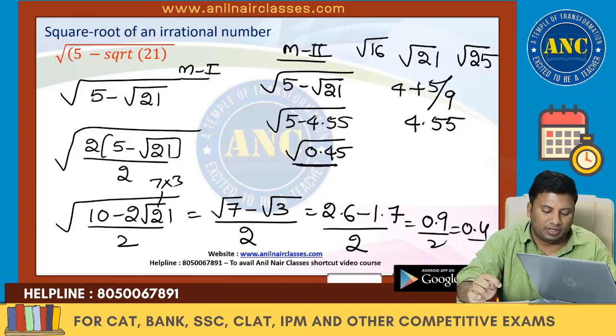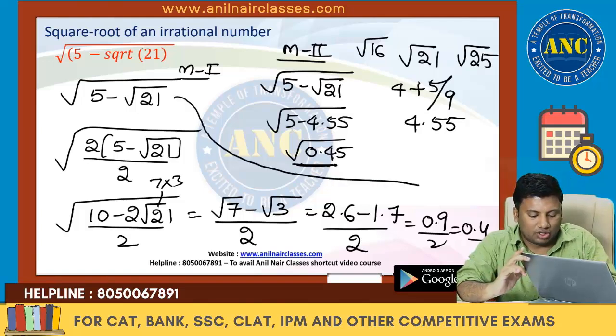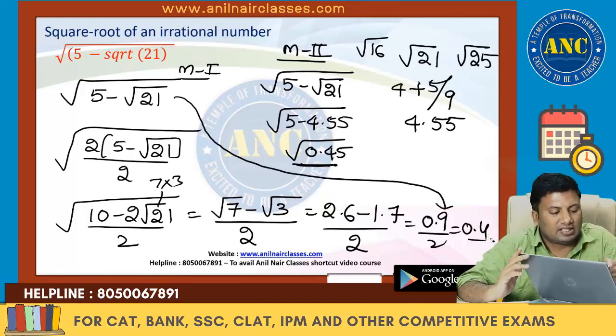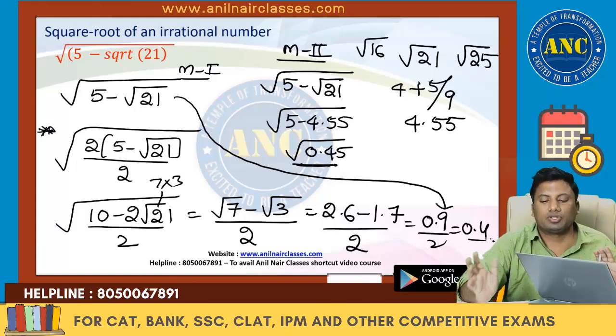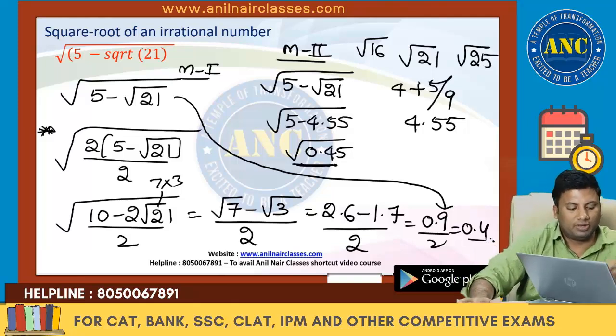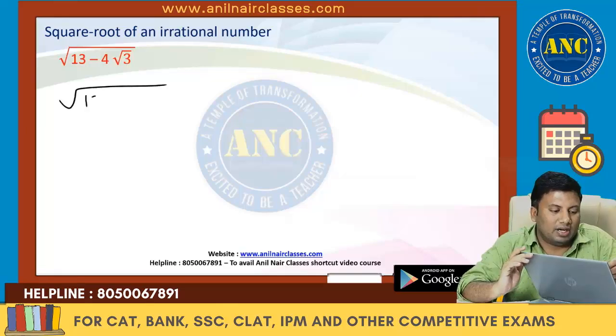Both are getting equated. I hope the idea is clear. Root 5 minus root 21 is giving me 0.4. This is also 0.4. In case you do not get the idea of multiplying and dividing, use the approximate value of a non-perfect square. I hope the idea is clear.